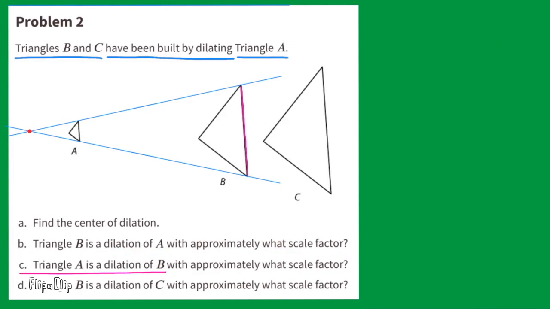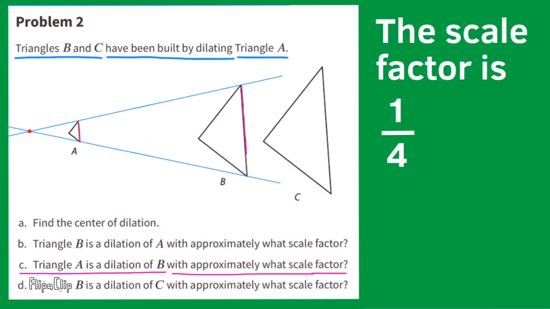C. Triangle A is a dilation of B with approximately what scale factor? So this is like the opposite of question B. Now I have to find out how many times a side length from B fits into the corresponding side length of A. The side length of triangle B fits approximately 1/4 into the corresponding side length of triangle A. So the scale factor is approximately 1/4.